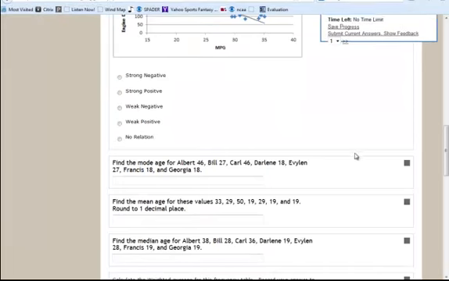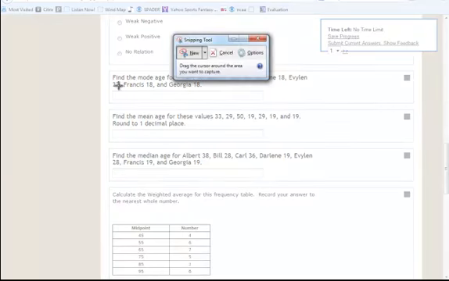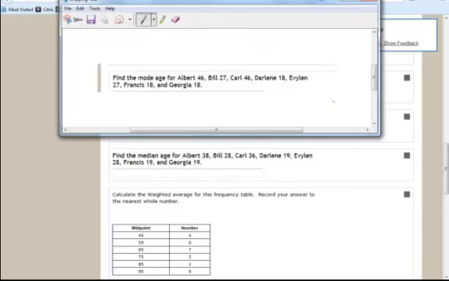Excuse me, find the mode. Mode is the most common. So we look at these, which is the most common. We've got 3 18s here. We've got 2 46s and 2 47s. So which of those is the most common?